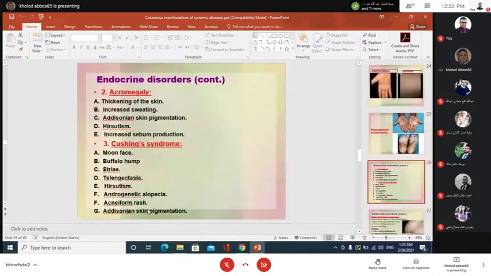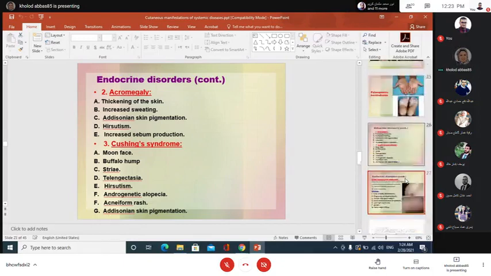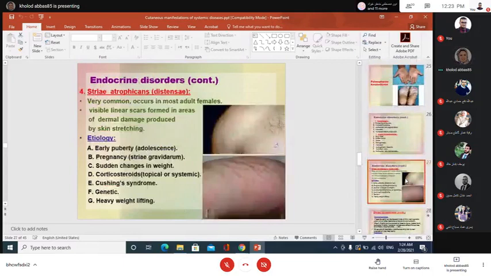Acromegaly, which is thickening of the skin with increased sweating. Here the skin has a tendency for pigmentation, we call it Addisonian skin hyperpigmentation. Hirsutism, increased sebum production. Cushing syndrome, skin changes associated with Cushing syndrome: moon face, buffalo hump, striae, telangiectasia, hirsutism, androgenetic alopecia, acneiform rash, and also Addisonian skin hyperpigmentation.